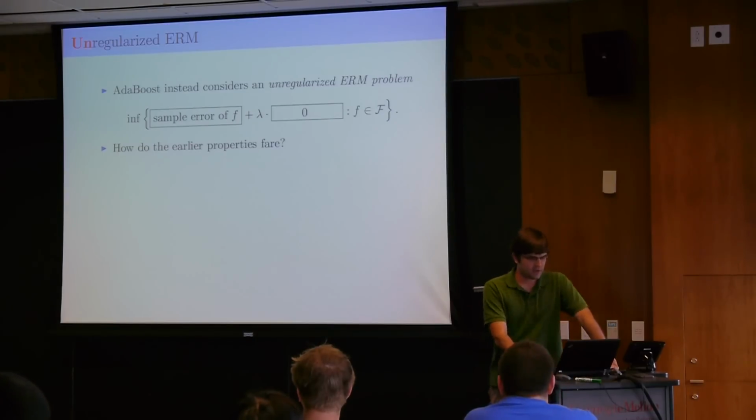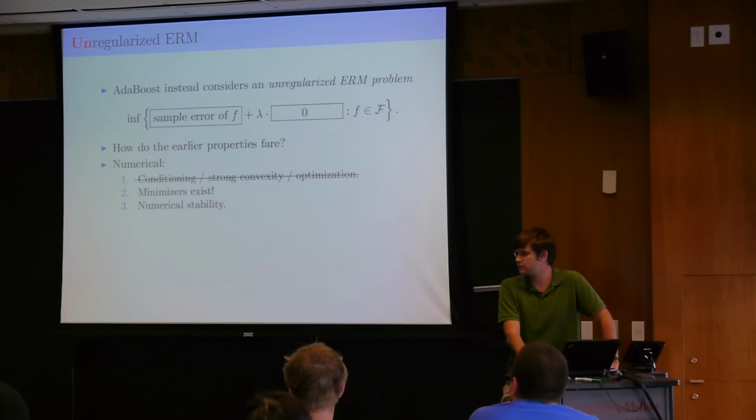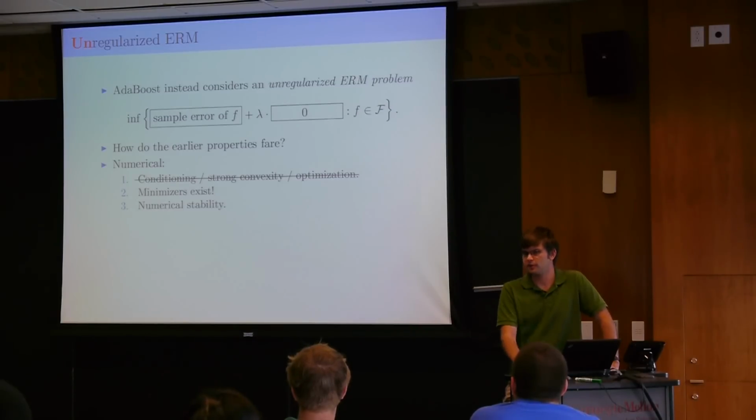And so how do we do with all these properties we really liked? These are good properties. They all sound pretty reasonable. So first of all, strong convexity is out of the window, and it's super out of the window. I can just take two weak learners and make them linearly dependent or something. You look at the Hessian, the smallest eigenvalue is 0. So no strong convexity. Don't have minimizers.